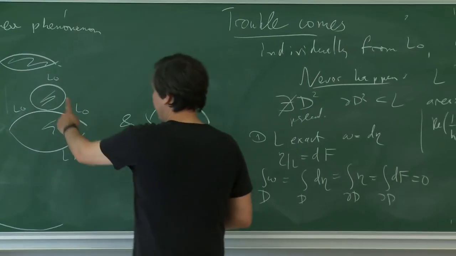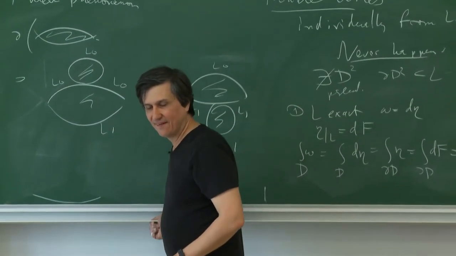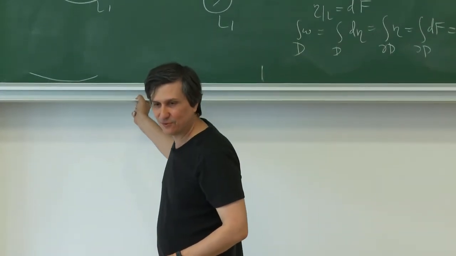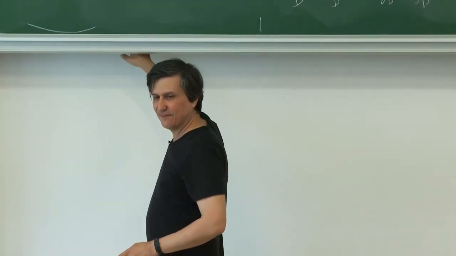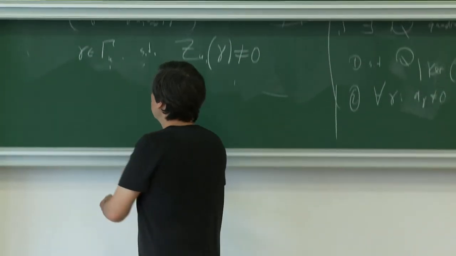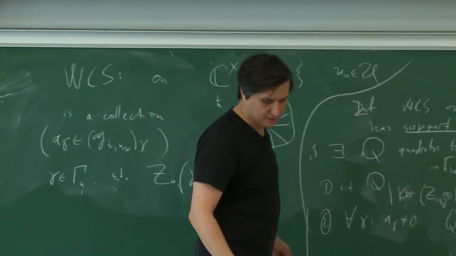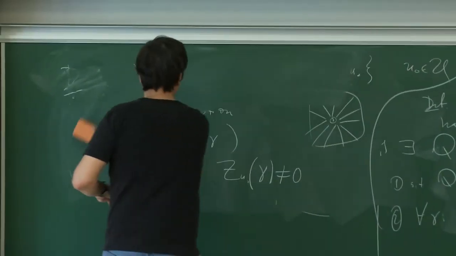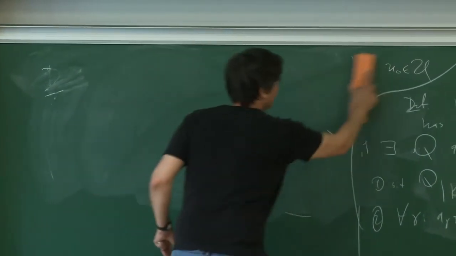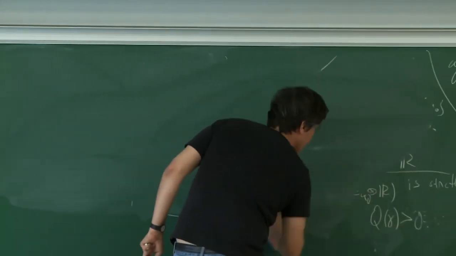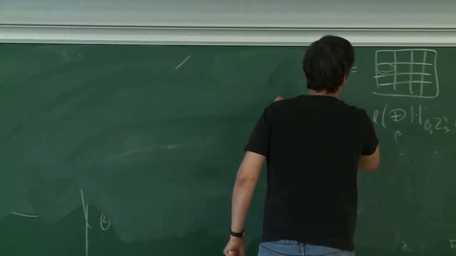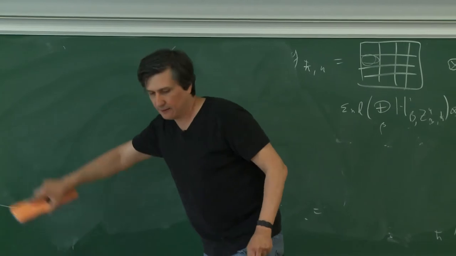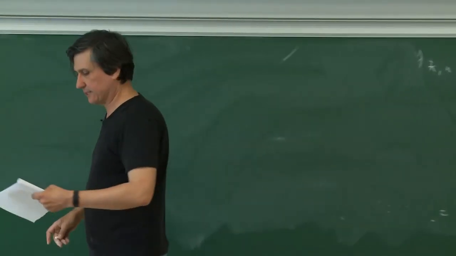What's the meaning of this story? What goes on here? How do we understand the wall-crossing structure? It looks like everything will be broken. But there is a nice explanation of what happens.